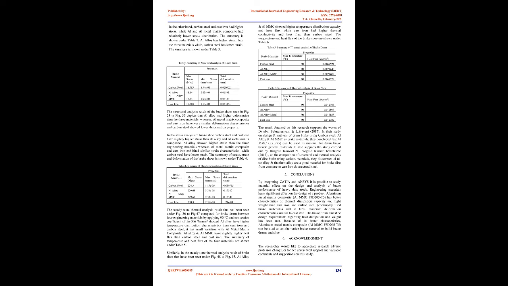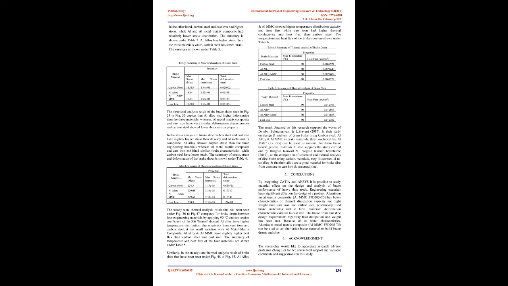The maximum and minimum total heat flux of 0.012382 W/mm² and 0.00017841 W/mm² respectively. Fig 52, Fig 53, Fig 54 and 55 show the temperature and heat flux of carbon steel and cast iron brake shoe.